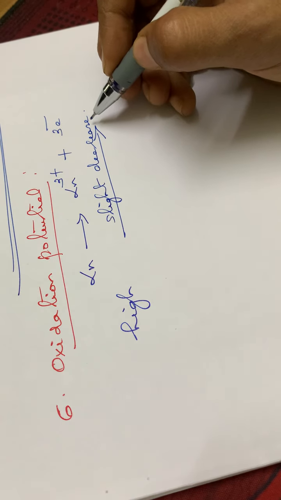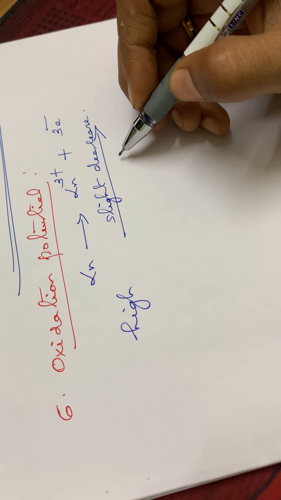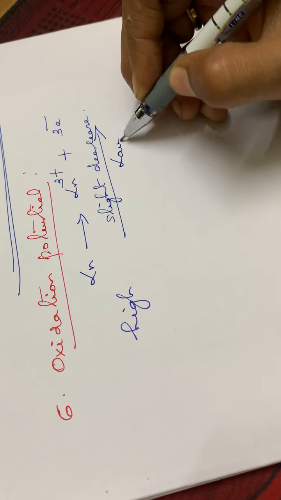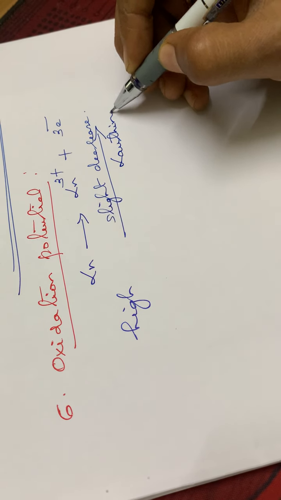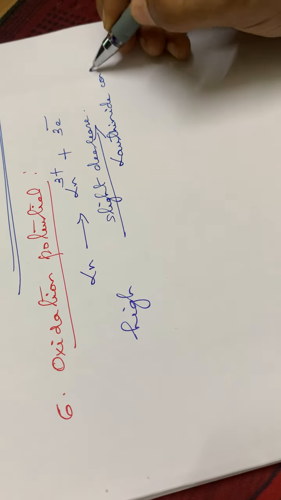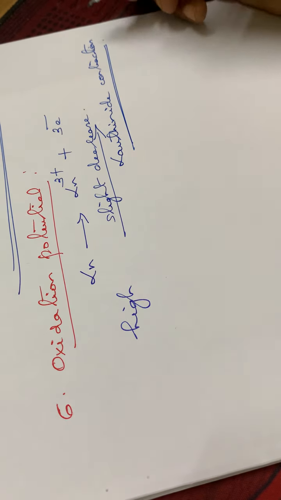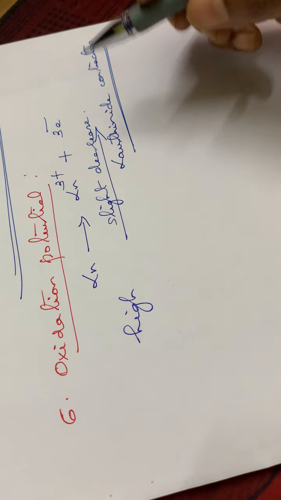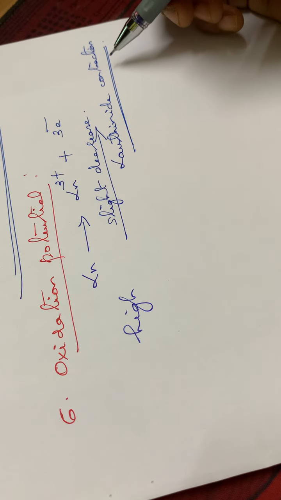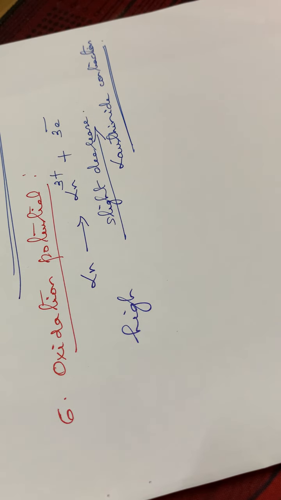And what will be the reason for this slight decrease in oxidation potentials? It will be due to lanthanide contraction. So in any case, if a reason is asked, you can say that it is due to lanthanide contraction, especially for oxidation potentials. The decrease in oxidation potential is due to this lanthanide contraction. That is regarding the oxidation potential.